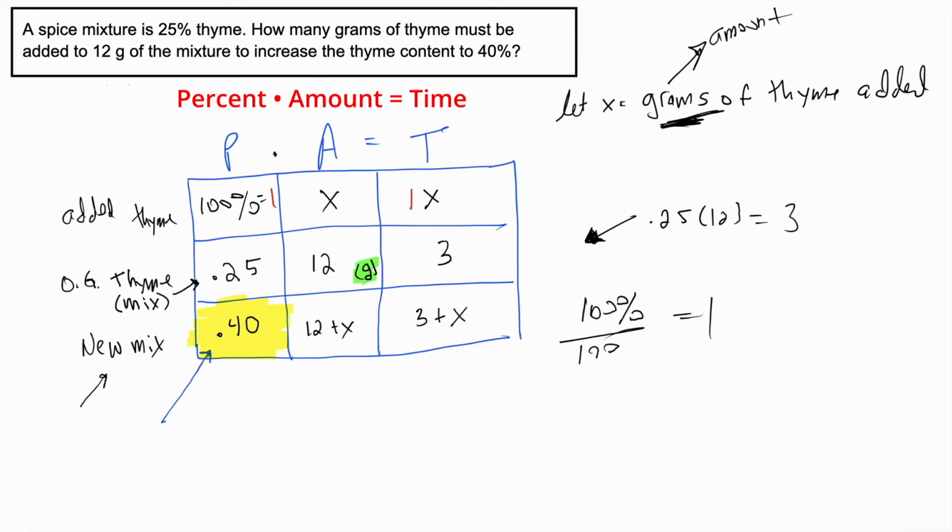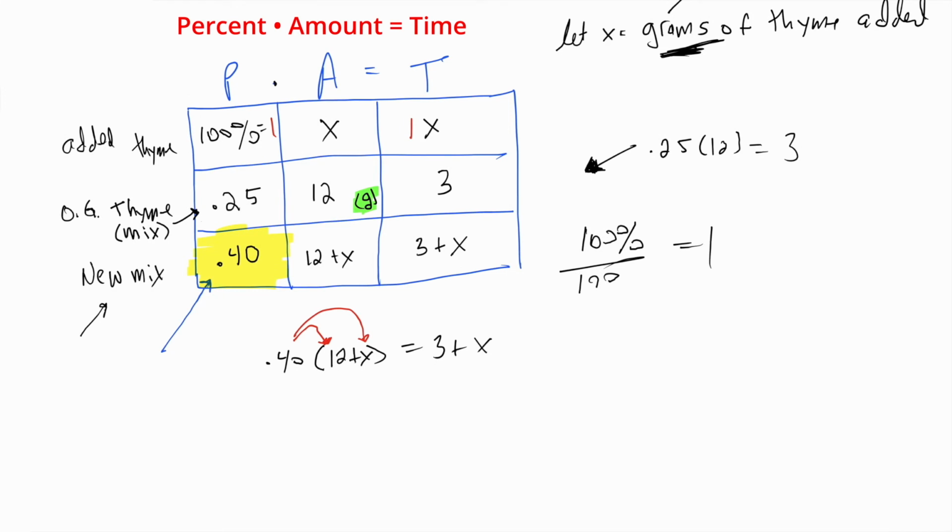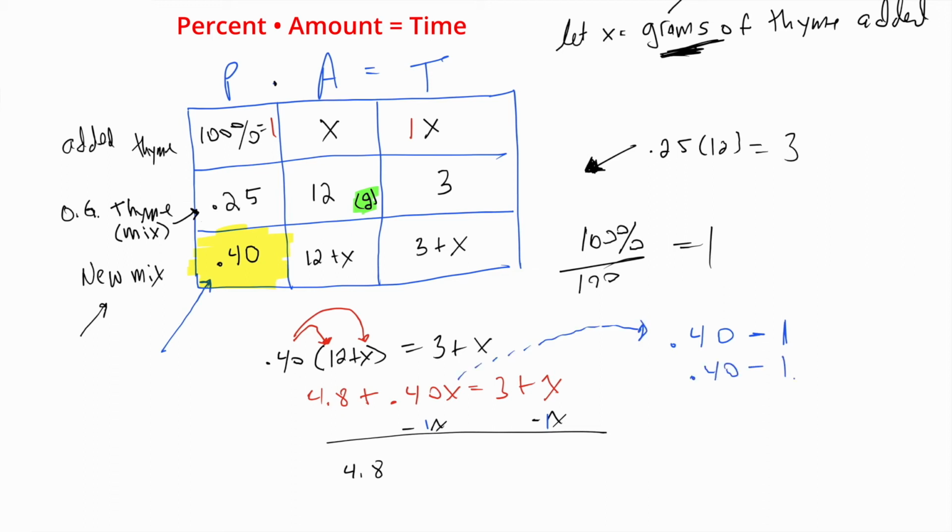Well, how do you set up the bottom thing? 0.40 times 12. All right, that's it. Okay, so distribute. 0.40 times 12 is 4.8 plus 0.40x equals 3 plus x. All right, minus x, 4.8. So you got 0.4x minus x. What is that? You have 0.40 minus 1 because x is 1x. You see that's 1x, right? So we'll go 0.40 minus 1.00.